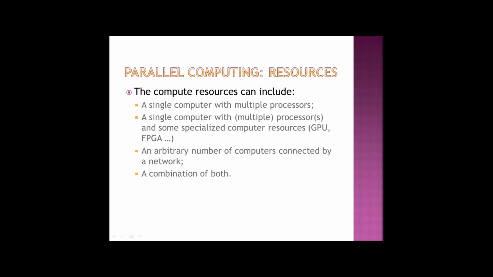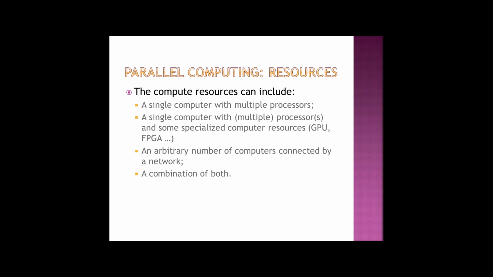Next point says the parallel computing resources. That is, what are the resources that are available for parallel computing? This says the compute resources can include a single computer with multiple processors, that is, a single computer with multiple CPUs. Then a single computer with multiple processors and some specialized computer resources like GPU, FPGA. Also, the resources include an arbitrary number of computers connected by a network.